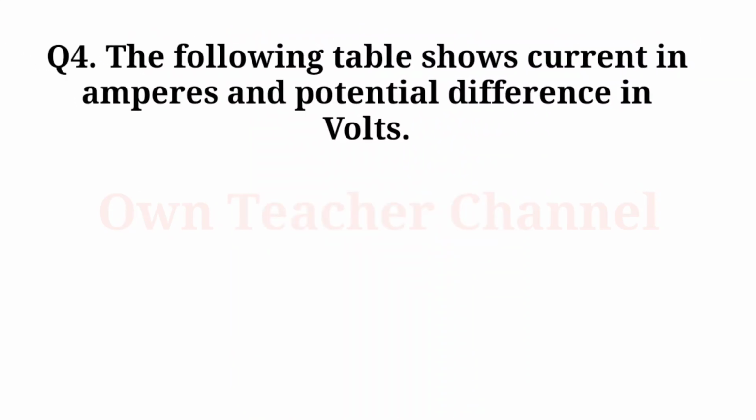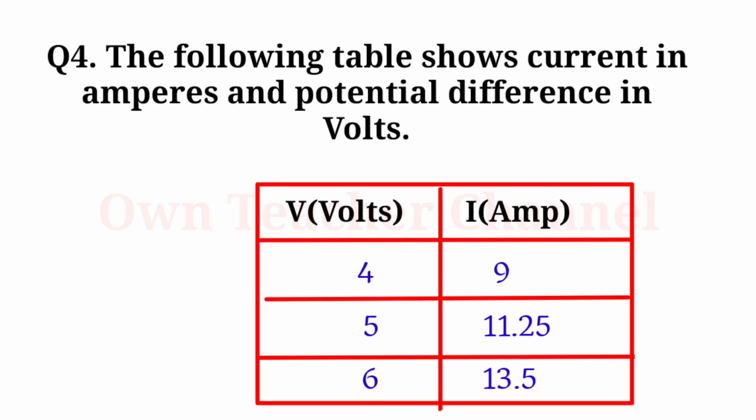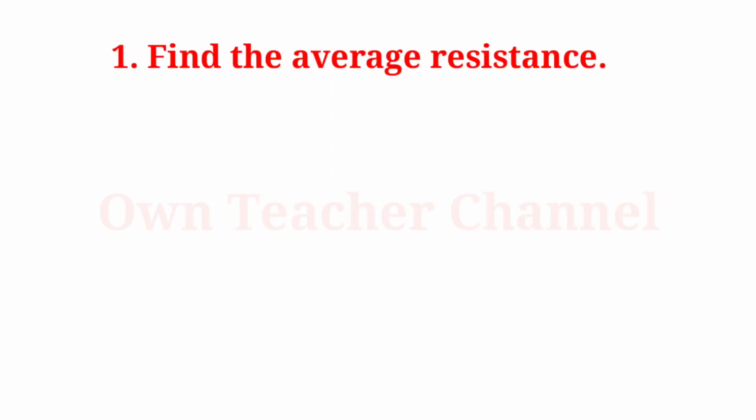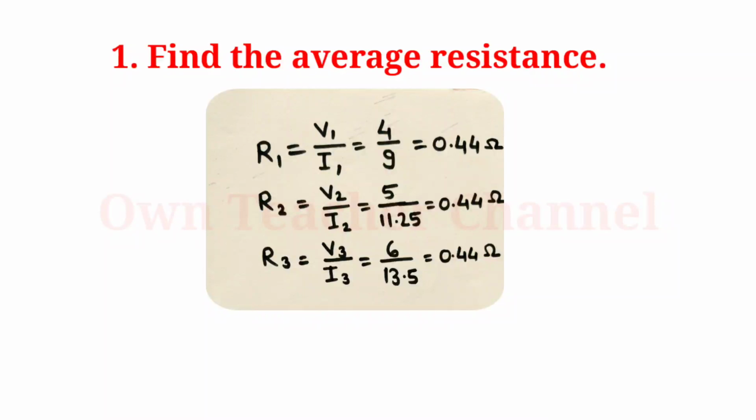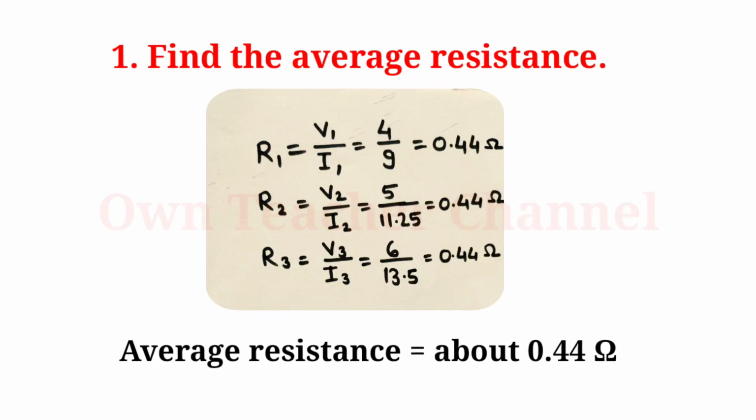Question 4. The following table shows current in amperes and potential differences in volts. 1. Find the average resistance. R1 is equal to V1 upon I1, 4 upon 9. We will get the answer near about 0.44 ohm. R2 is equal to V2 upon I2, meaning 5 upon 11.25. We will get near about 0.44 ohm. R3 is equal to V3 upon I3, 6 upon 13.5. We will get near about 0.44 ohm. So the average resistance is 0.44 ohm.